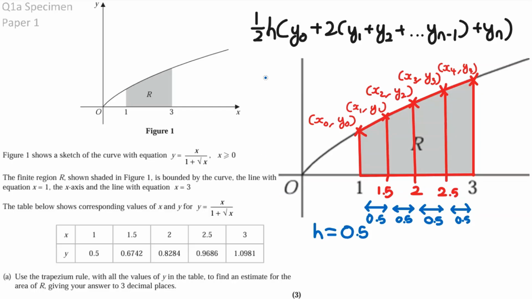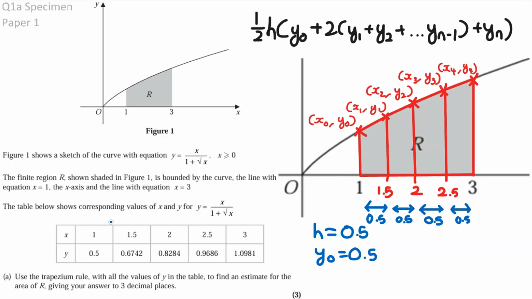So how do we figure out these y values? Well, we can do this by using this table. If we consider these 5 points here, we can label them like we did before with x0, y0, x1, y1, and so on. So if we consider x0, y0, this is where x is equal to 1, so we can just read off the table and see that y is equal to 0.5. So therefore y0 is equal to 0.5.